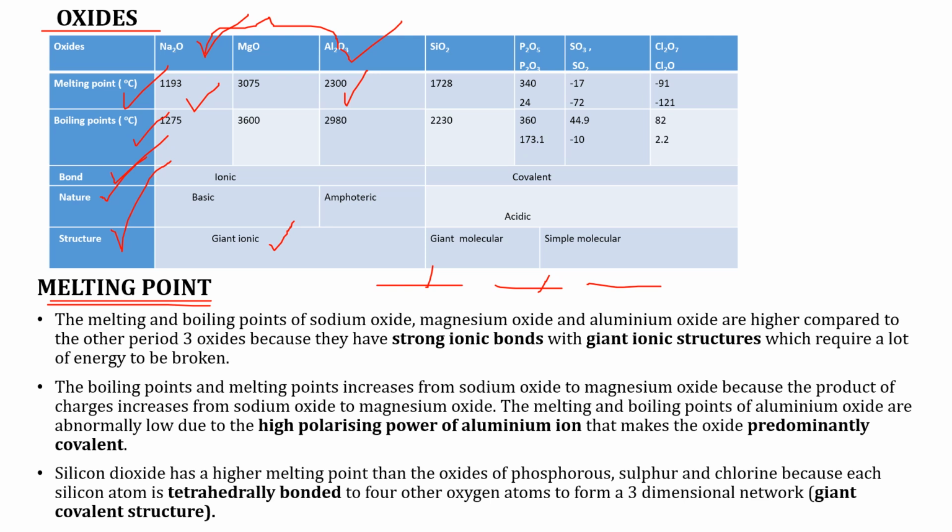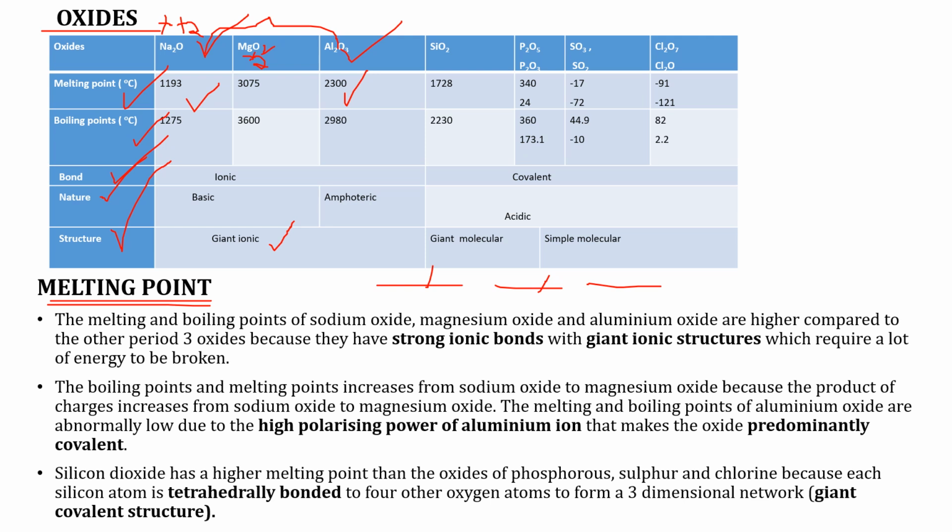However, the other reason is in terms of the product of charges. You see that for sodium oxide we have a positive 1 on the sodium ion and negative 2 on the oxide ion. So the product of charges here is very low, it's going to be 2. But for magnesium, we have a positive 2 on the magnesium ion, and similarly for oxygen. So the product of charges is going to be 4. That means magnesium oxide has a higher melting point than sodium oxide because the product of charges in magnesium oxide is greater than that in sodium oxide.